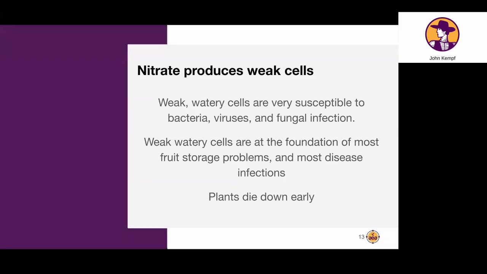And then I think many of you are also aware that when you have weak watery cells, those are the foundation of most fruit storage problems. So if you have storage problems or calcium deficiency problems like blossom end rot and corking and bitter pit, those are fundamentally weak watery cells. And you think about those diseases I just mentioned: blossom end rot, corking, and bitter pit. Those are commonly thought of as being calcium deficiencies.